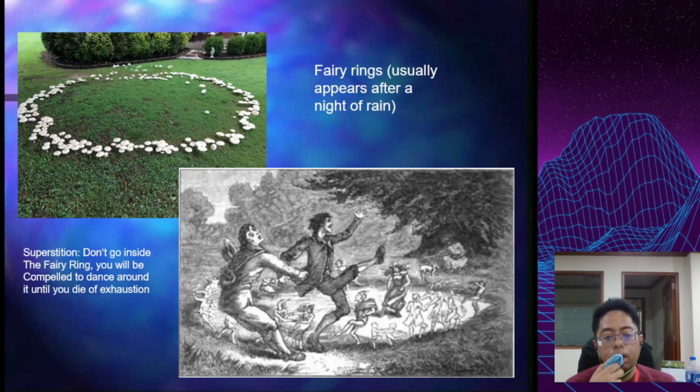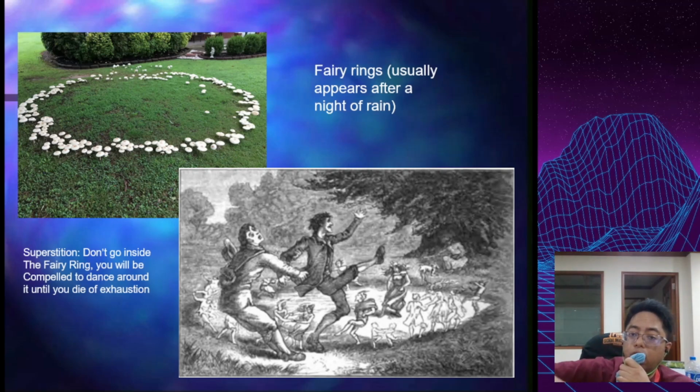Okay. So the explanation is that the mycelium underground actually grows in a circle, and whenever they create the fruiting body or basidiocarp, it will be at the edges of the mycelia. So that's how fairy rings work.